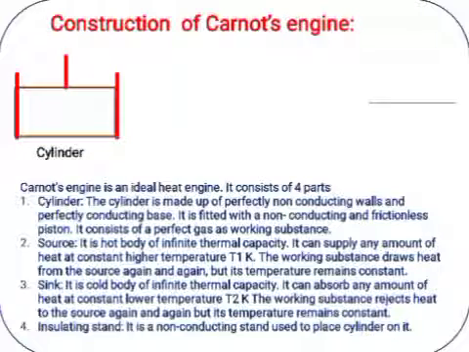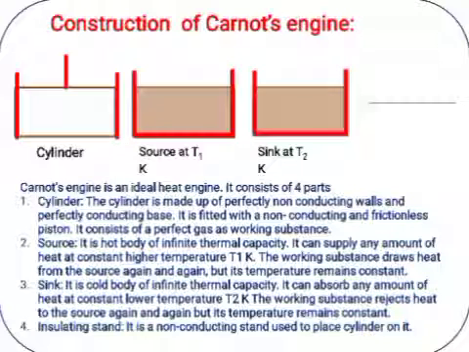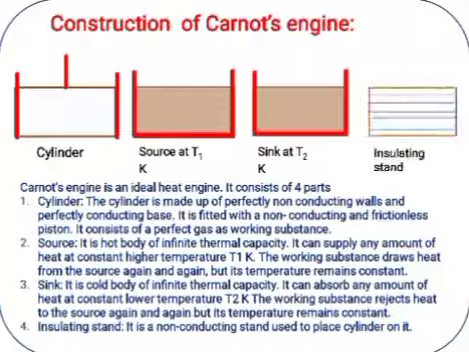So here are the parts: cylinder, source at a temperature T1 Kelvin. This is a sink at a temperature T2 in Kelvin, and this is the insulating stand. So these four parts are very important. Let us understand what are these parts in detail. Carnot's engine is an ideal heat engine. Okay, it consists of four parts.